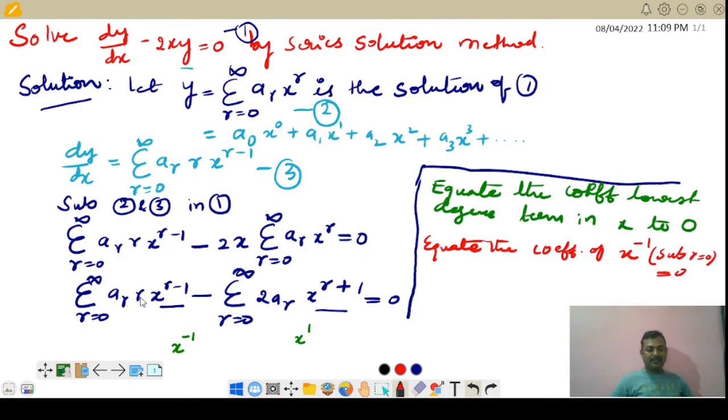ಇಲ್ಲಿ a0 into 0 ಏನಾಗುತ್ತೆ? a0, r value is 0. Okay, this is x raised to 0 minus 1, meaning I need the coefficient of this. This is the coefficient by substitution of r equal to 0. This is equal to 0. Look at here student, a0 into 0. Okay, a0 into 0 is equal to 0.